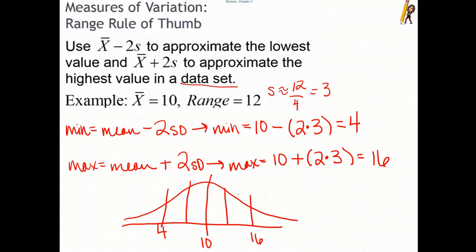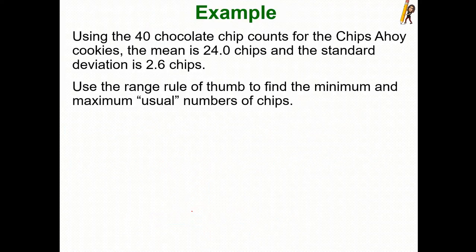Which makes sense. When we say we're going 2 standard deviations to the right, we added 1 standard deviation, added another standard deviation to get to that 16. If we subtracted 1 standard deviation and subtracted another standard deviation, we would get down to that 4. Let's look at another example.